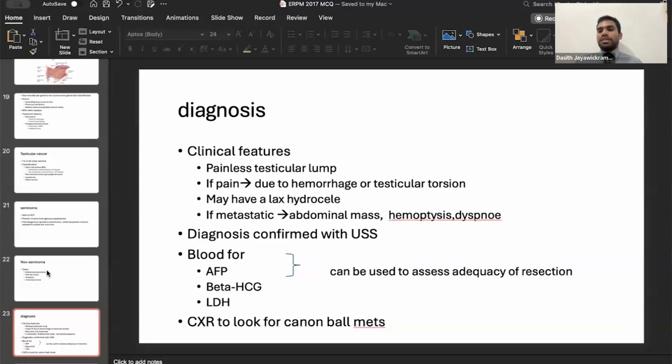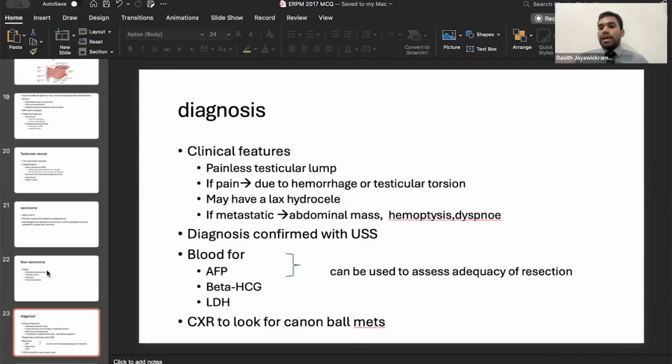And if it's already metastasized in the abdomen, we may see lymphatic masses. And if it's metastatic to the lungs, sometimes it could be asymptomatic. Some patients will come with respiratory distress features as well as hemoptysis. So those are the clinical features they come with. So when we examine, there will be a hard, firm lump with the associated hydrocele. And on abdominal examination, we might sometimes feel a lump if there's a lymphatic mass, and we have to auscultate the lungs also. Okay.